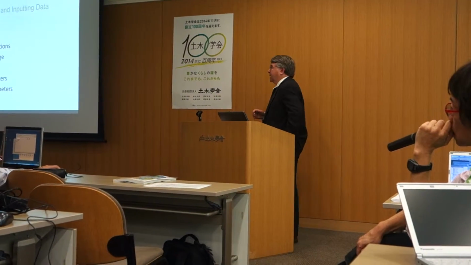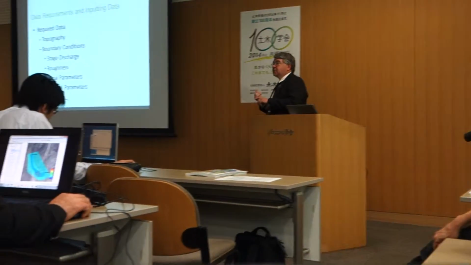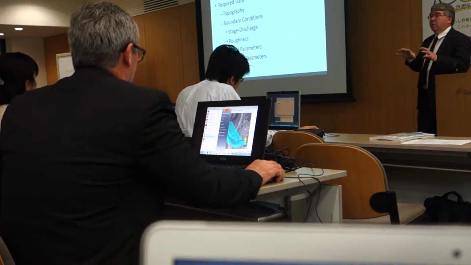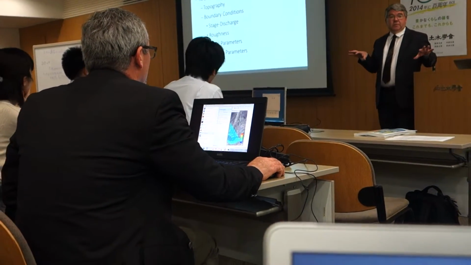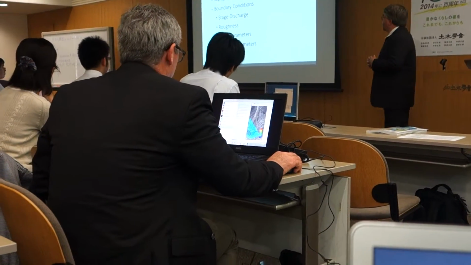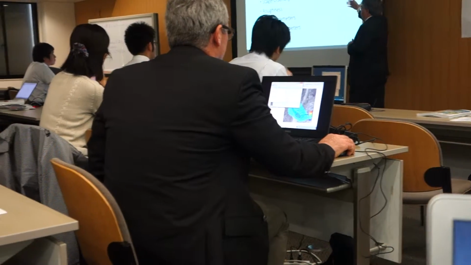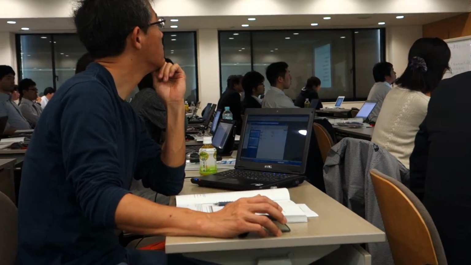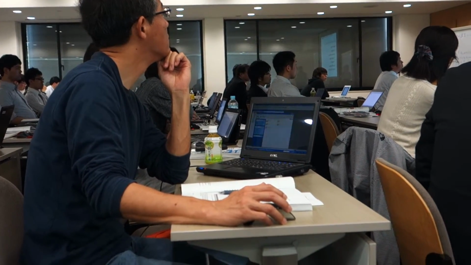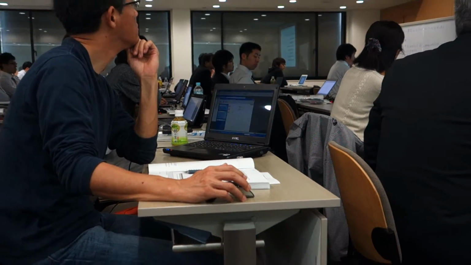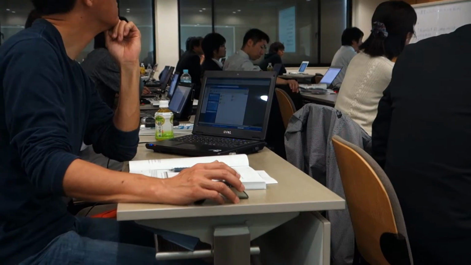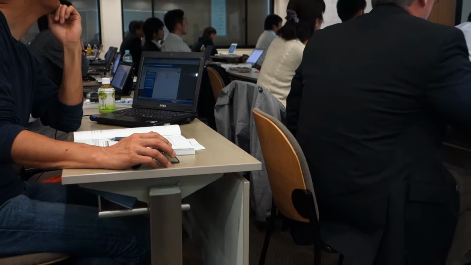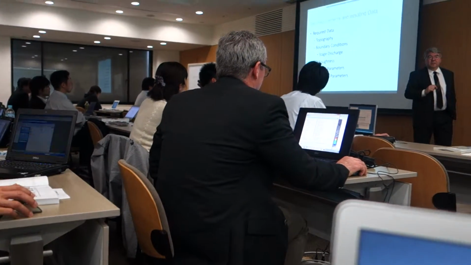Required data includes things like the bathymetry and topography of the system. You have to know the geometric description of the river. The second thing you need to know are boundary conditions. These could be stage, discharge, and roughness, depending on the model application. They can also include some time series of discharge. There's also physical parameters. For example, if you're doing a sediment transport calculation, you need to know the size of the material.